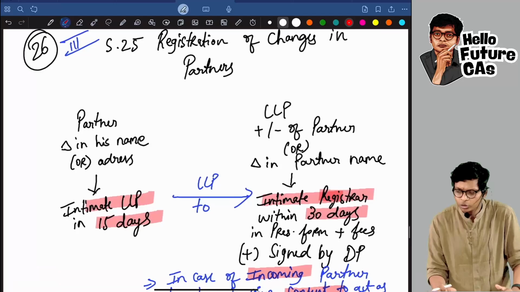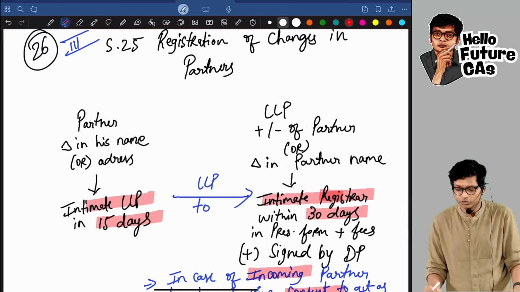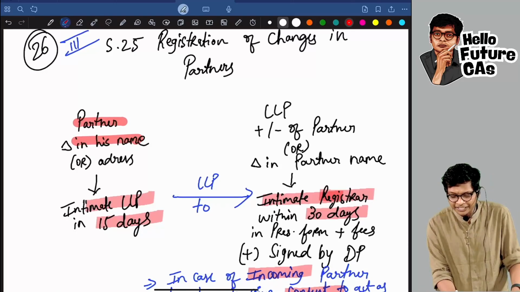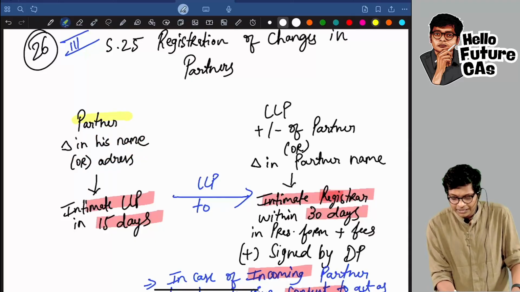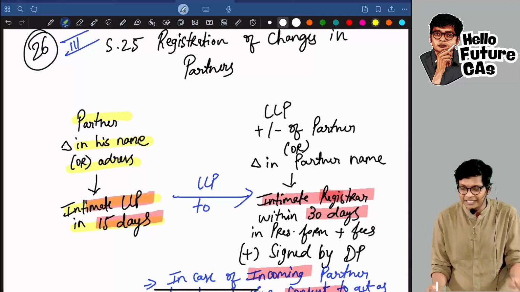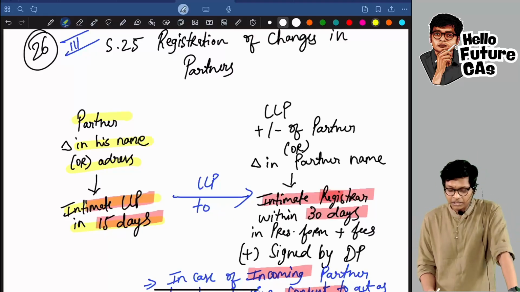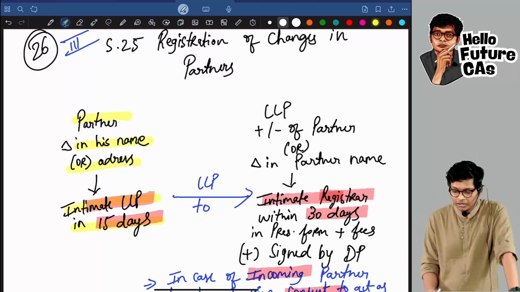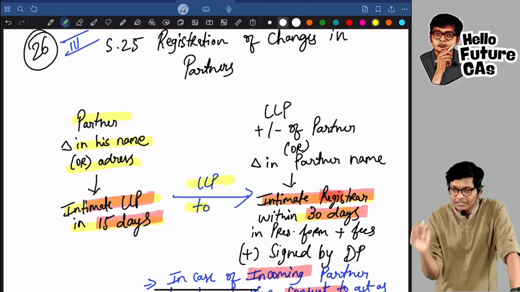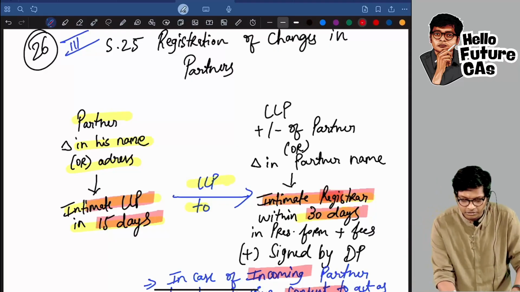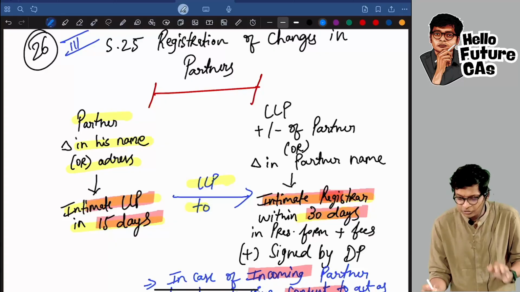Like that, you can change your house address. That is very easy. So if a partner is going to change his name or address, he must tell the LLP within 15 days. Are you following, guys? Clear? Understanding? The LLP will intimate the registrar within 30 days. So the timeline is like this. Simple. All these concepts come here.